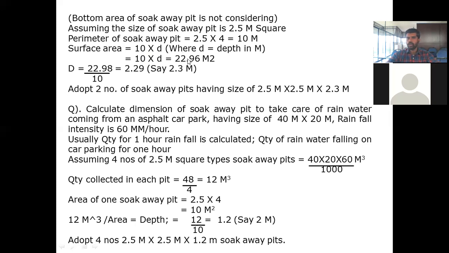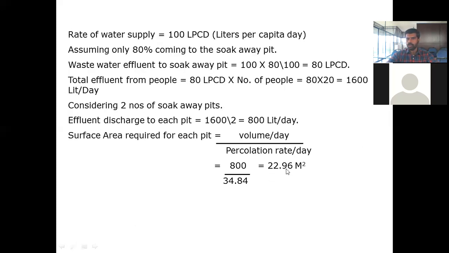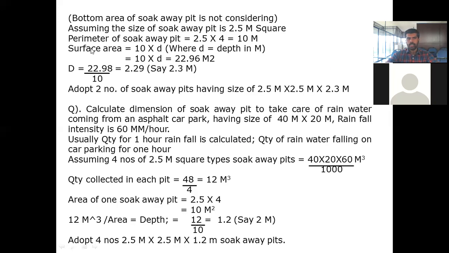So surface area you already know. You have already found out 22.96. So you can write there 22.96 is equal to 10 into D, or 10 into D is equal to 22.96. From there, can you find out the depth? Yes, 22.96 divided by 10 is equal to 2.29. So say 2.3 meter.